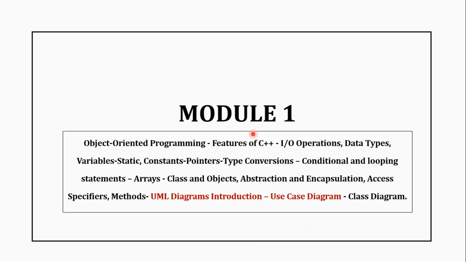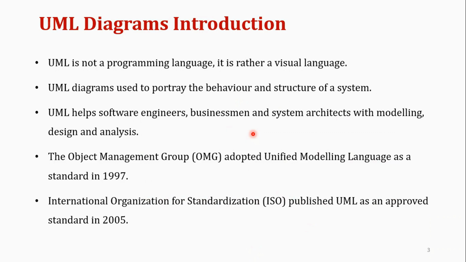So let's start. What is a UML diagram? It is not a programming language; it is a visual language used to represent the behavior and the structure of a software system. Generally, it helps software engineers, businessmen, and system architects with modeling, design, and analysis. The Object Management Group adopted UML as a standard in 1997, and ISO published UML as an approved standard in 2005.